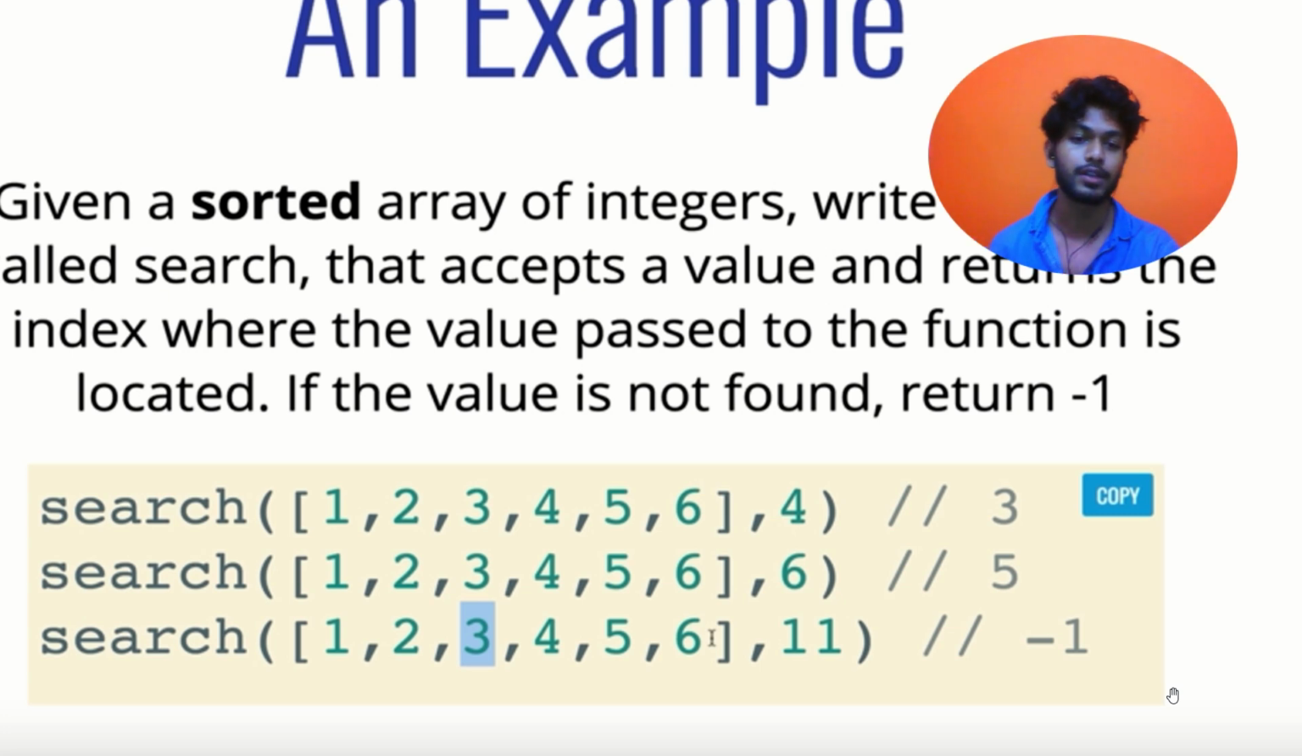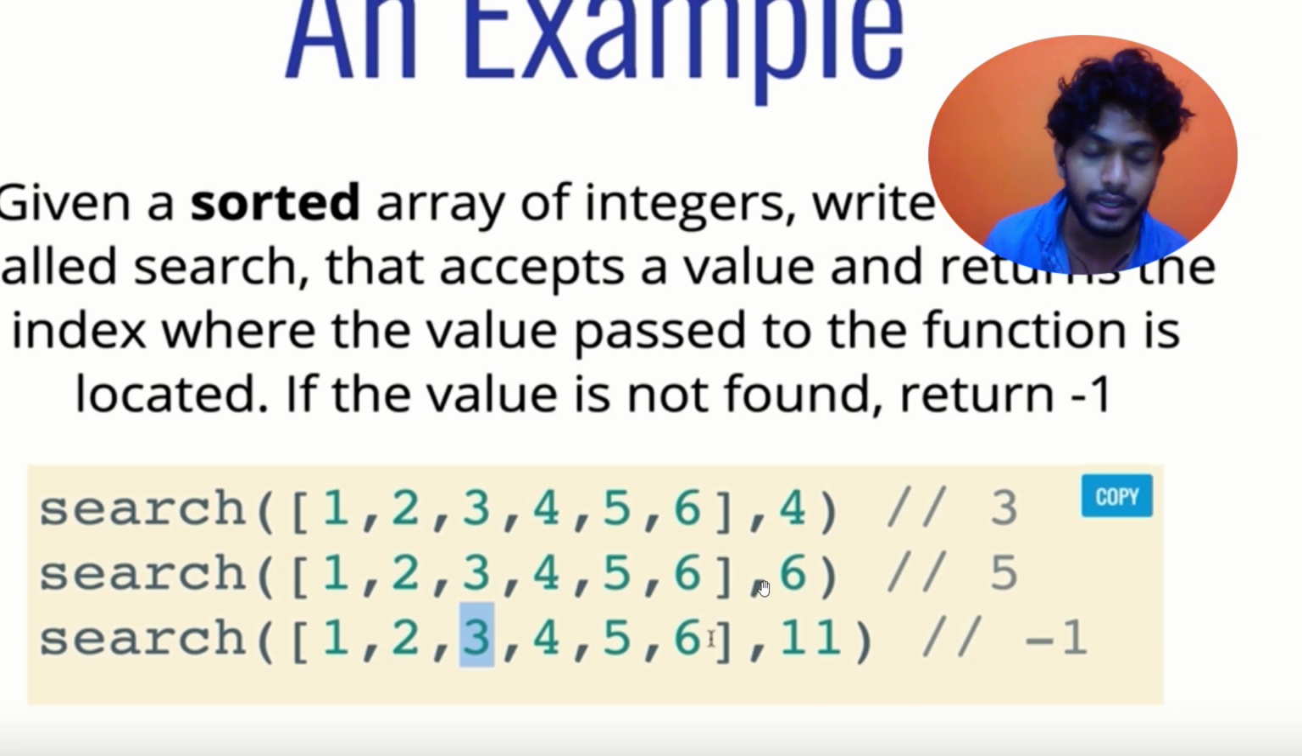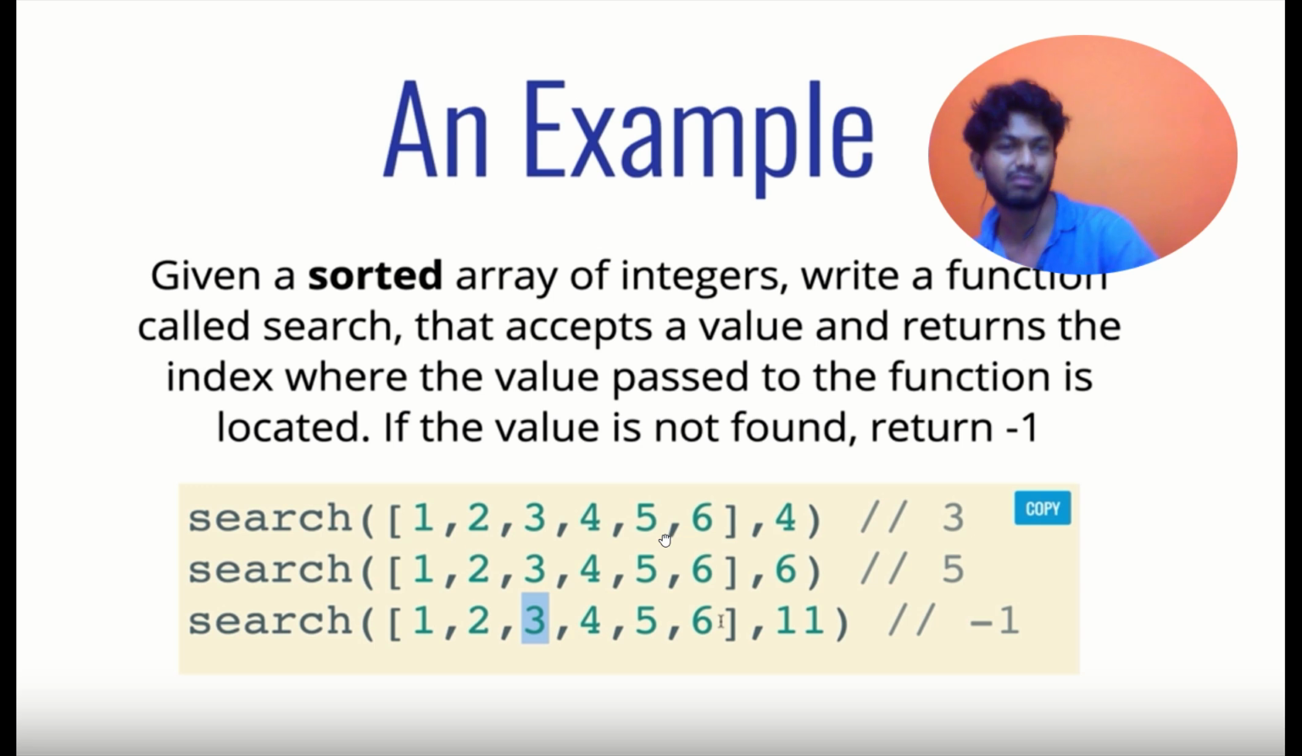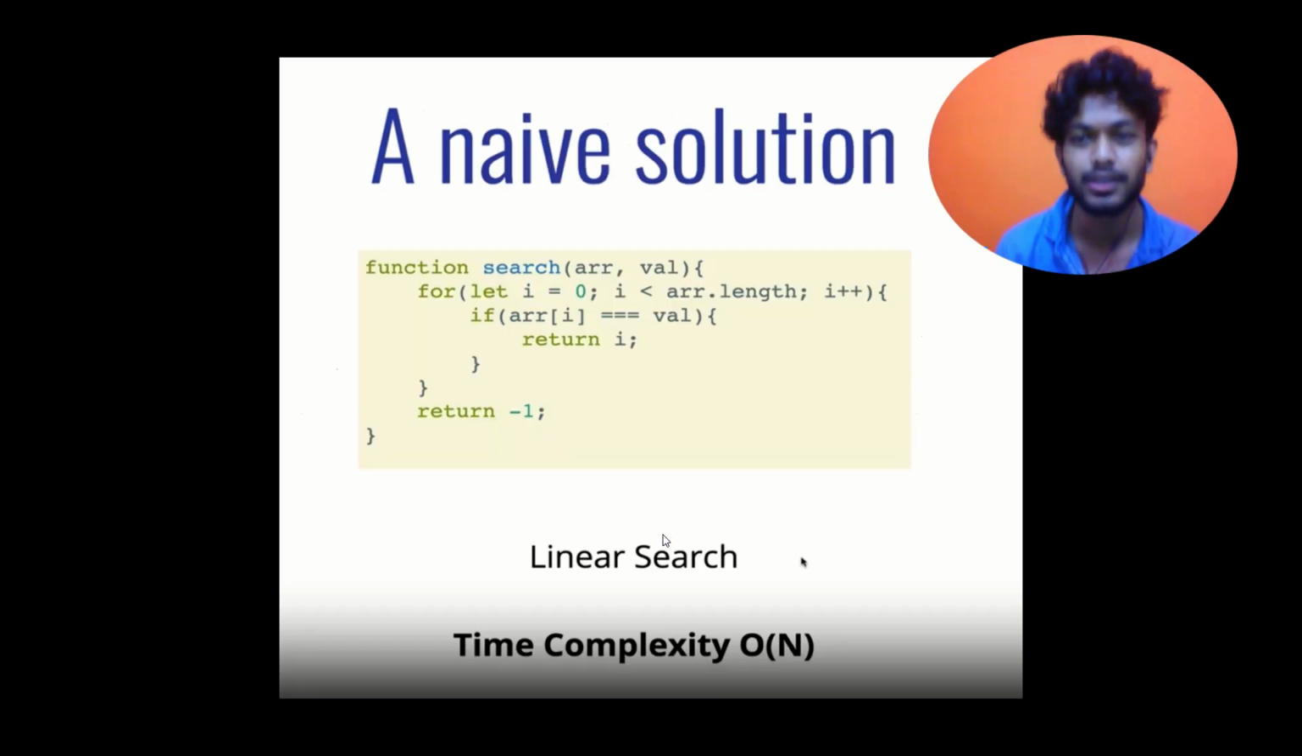So you get my point. For example, 5 has an index of 4 and 6 has an index of 5, like 0, 1, 2, 3, 4, 5. 0 based index. Clear, right? Please say clear.